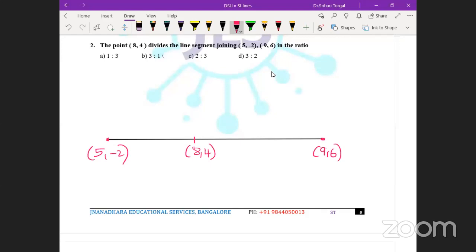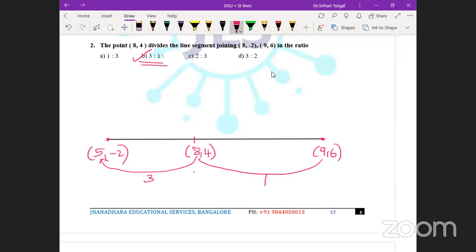Now, you have to calculate the ratio here. To get that ratio, I'll tell you, the ratio is nothing but the distance between those 2 points. If you are very interested in calculating the ratio, just do like this. 8 minus 5, what is that? 3. What is 9 minus 8? 1. 3:1. Option B is the right answer. That's it.